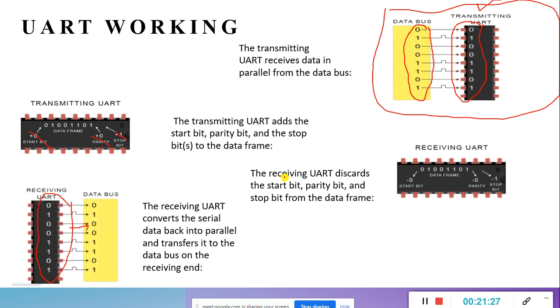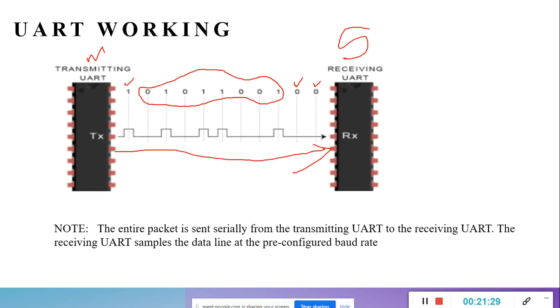Any doubts here? So the entire packet is sent serially from the transmitting UART to the receiving UART. The receiving UART samples the data at a pre-configured baud rate. What do you mean by baud rate? I already told you, the speed at which the data is getting transferred. So this is all about the working of UART.